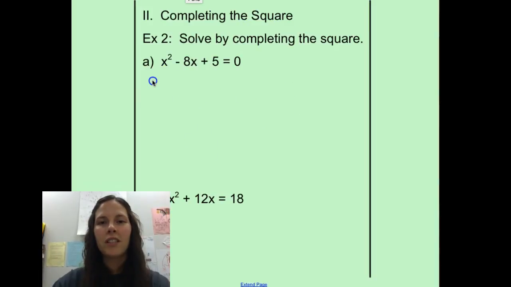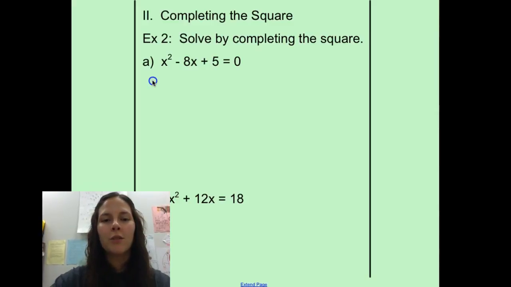The next way we're going to look at for solving quadratic equations is completing the square. For part A, notice that this does not factor. There are no numbers that multiply to 5 and add to a negative 8. For completing the square, it's helpful to start by isolating your two terms with an x, so I'm going to subtract 5 from both sides.